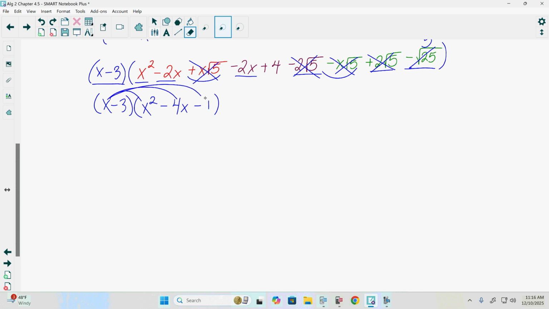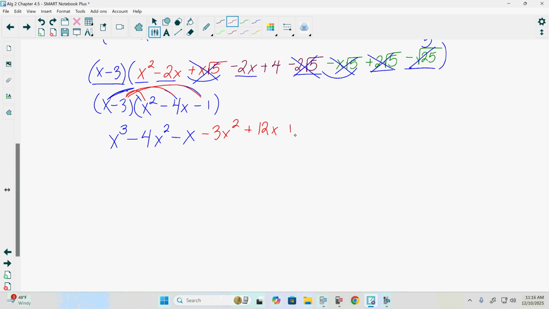Now we just need to finish by distributing. X times x squared is x cubed. X times negative 4x is negative 4x squared. X times negative 1 is negative x. Do the same thing with negative 3. Negative 3 times x squared is negative 3x squared. Negative 3 times negative 4x is plus 12x. And negative 3 times negative 1 is plus 3.